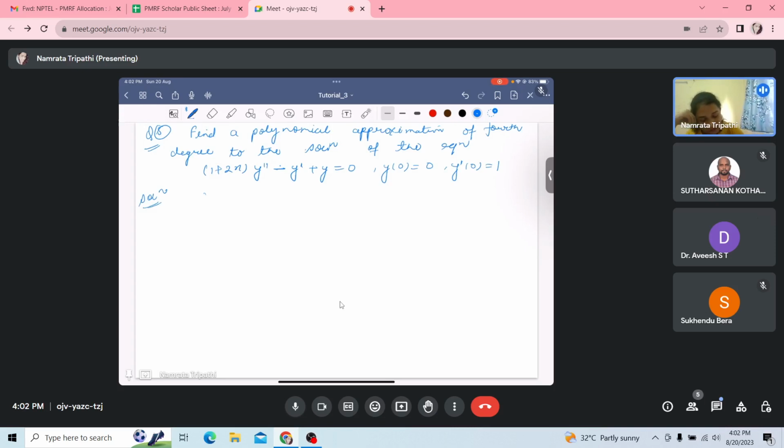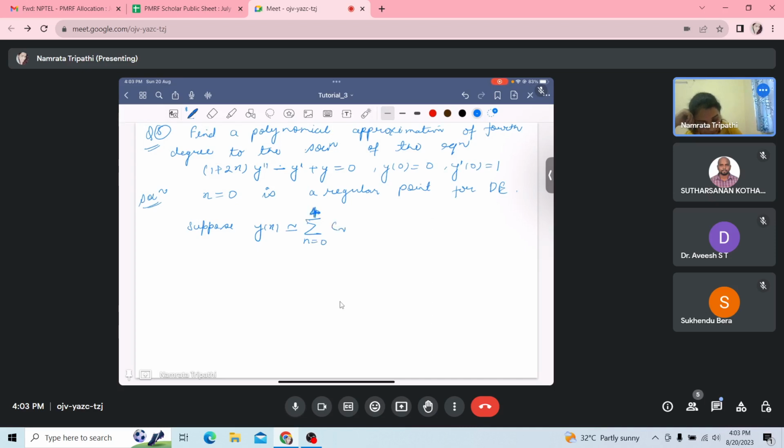In this case, x equals 0 is a regular point for the given differential equation. So a power series solution exists in the neighborhood of x equals 0. Can we suppose y of x is an approximate fourth order polynomial?